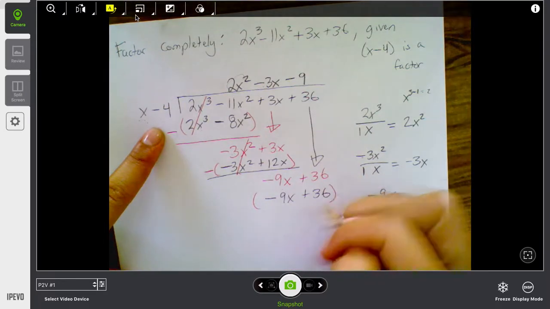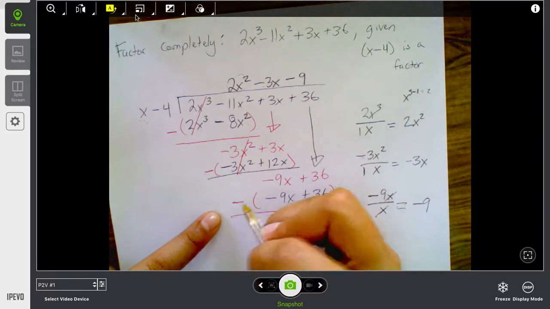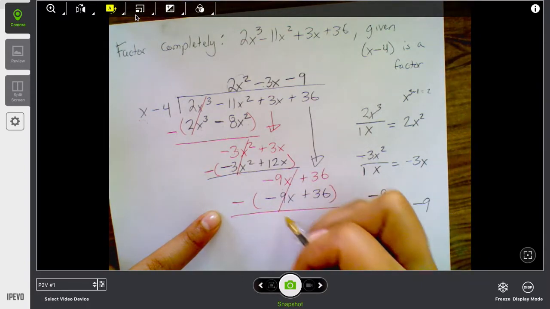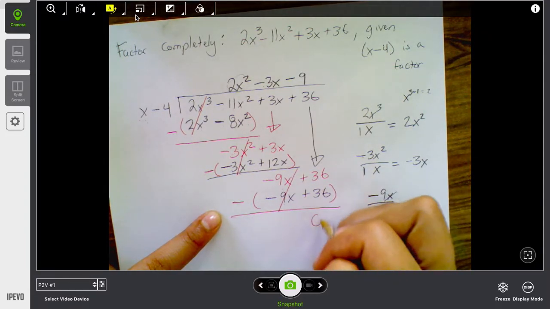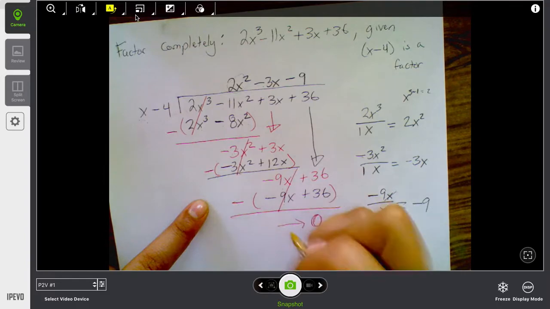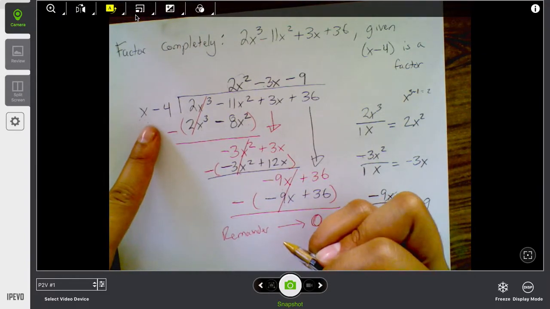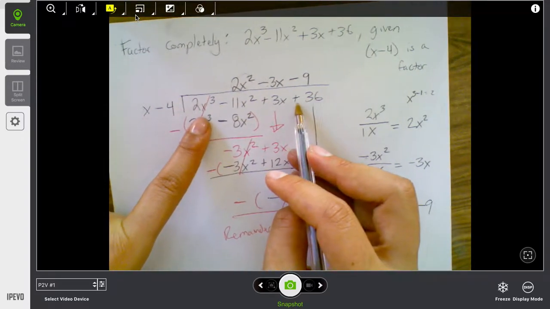I'm subtracting the bottom expression from the top. So negative 9 minus a negative is like saying negative 9 plus 9x. These cancel out, they zero out. 36 minus 36 zeroes out. Okay, so this is my remainder. My remainder tells me that yes, x minus 4 is a factor of the original expression given.